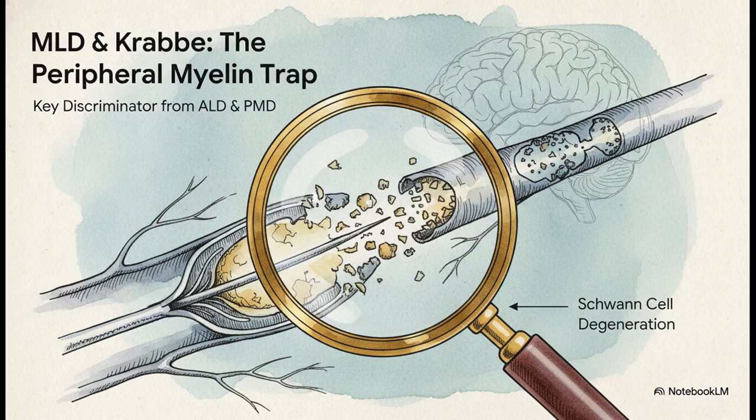See, this brings us to exam trap number 6. Why do MLD and Krabbe stand out from the rest? It's because only MLD and Krabbe involve the direct breakdown of peripheral Schwann cell myelin. That's what causes the significant peripheral neuropathy. ALD and PMD, on the other hand, are classically restricted solely to the central nervous system. This single, simple discriminator instantly separates your multiple choice options. It's a real game changer.